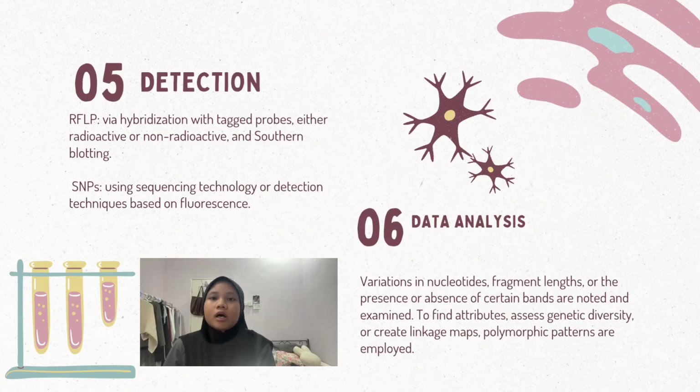Fifth is detection. RFLP is detected via hybridization with a probe, either radioactive or non-radioactive, and certain blotting. SNP is detected using sequencing technology or detection techniques based on fluorescence. Lastly, data analysis. Variation in nucleotide fragments, and the presence or absence of certain genes, are plotted and examined to find attributes, assess genetic diversity, or create linkage maps. Polymorphic patterns are employed.